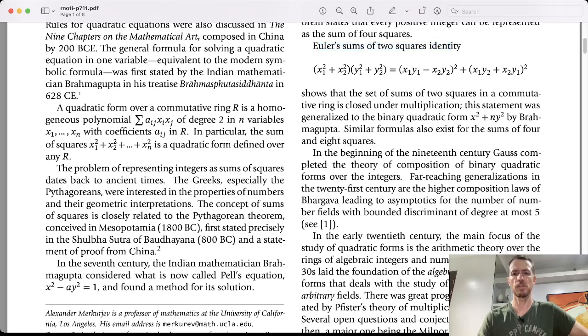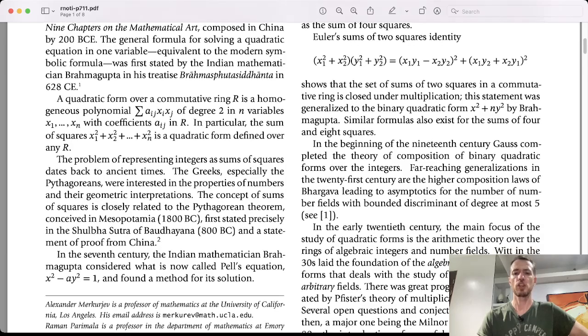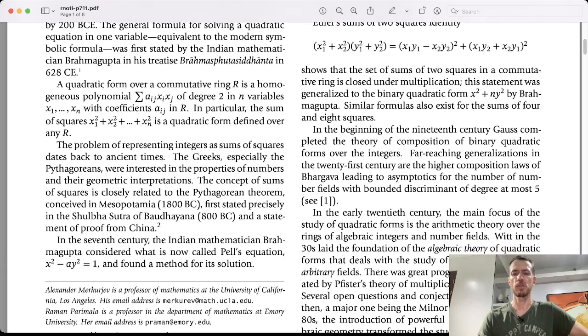Euler's sums of two squares identity, x1 squared plus x2 squared, quantity times y1 squared plus y2 squared, equals x1 y1 minus x2 y2, quantity squared, plus x1 y2 plus x2 y1, quantity squared, shows that the set of sums of two squares in a commutative ring is closed under multiplication.